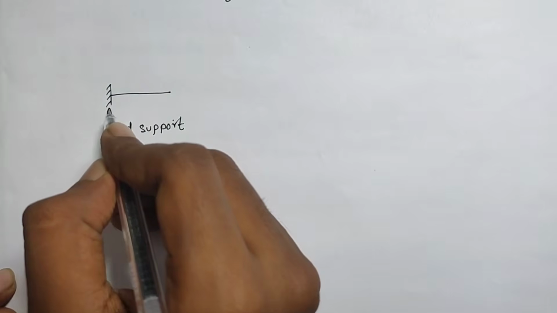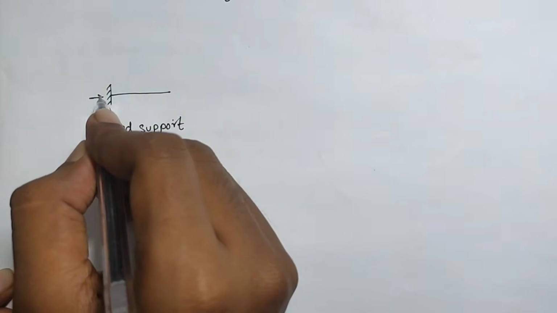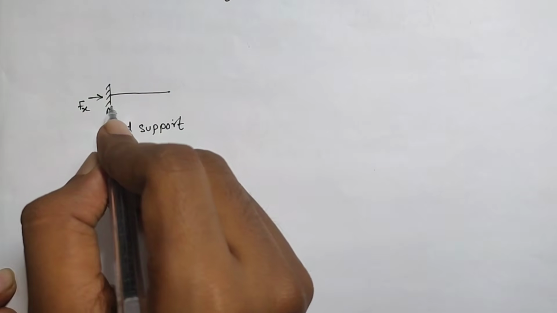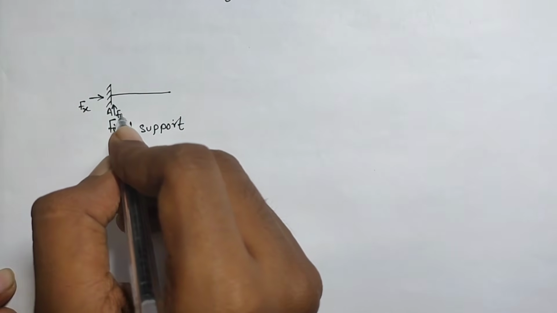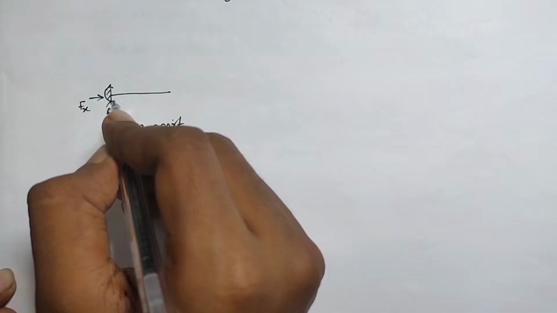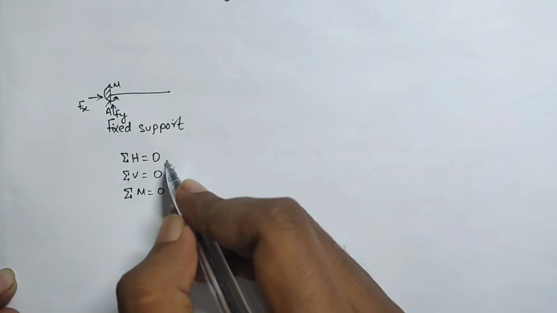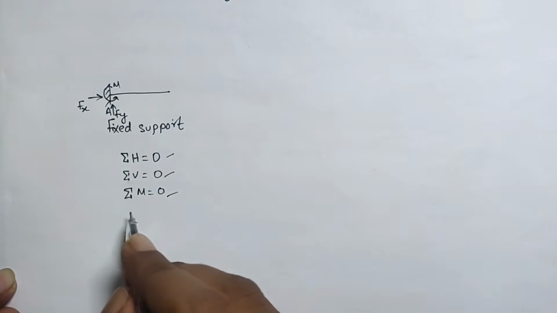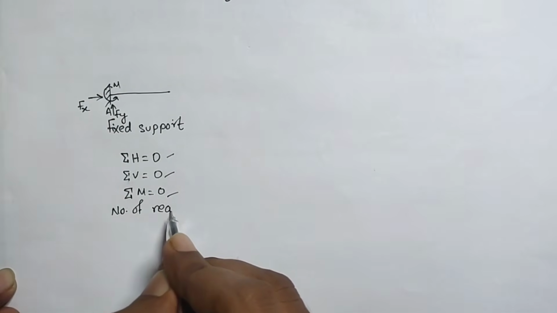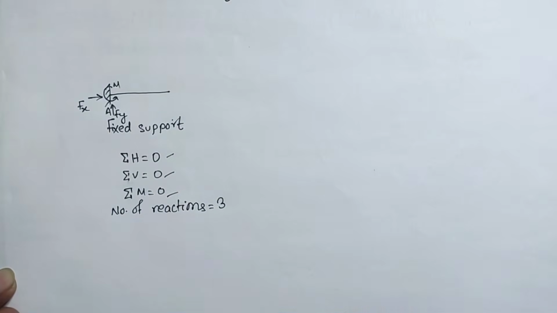Suppose this is our point A. In the case of a fixed support, we have the force in the horizontal direction, Fx, present; Fy, the vertical force, is also present; and it also carries a moment. So it carries all 3 reactions. So in a fixed support, the number of reactions equals 3.